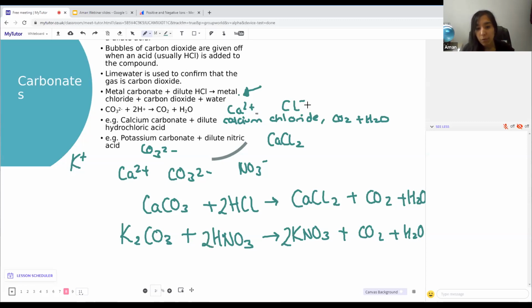And then if we have a look at our hydrogens, we now have 2 hydrogens, and we've already dealt with the nitrates, which we've said are doubled on both sides. So that is the balanced equation for potassium carbonate reacting with dilute nitric acid.